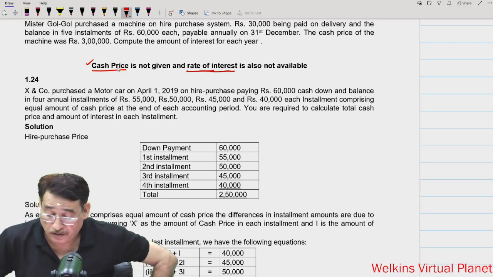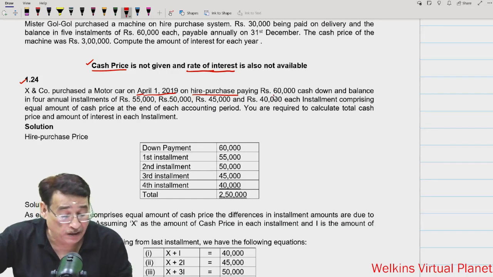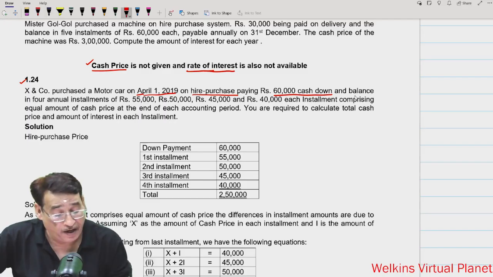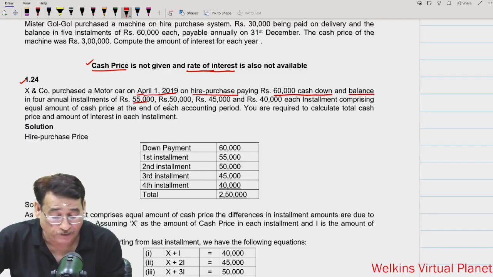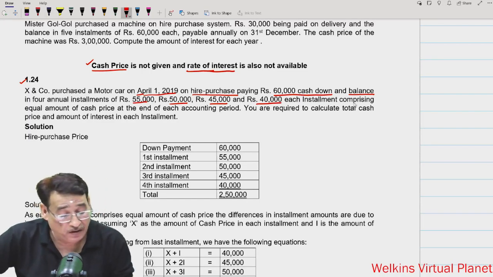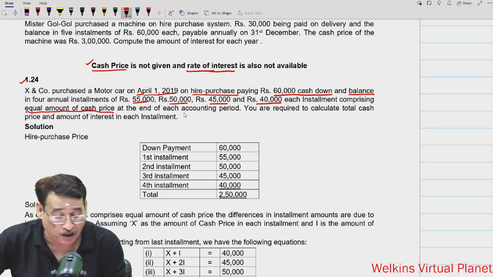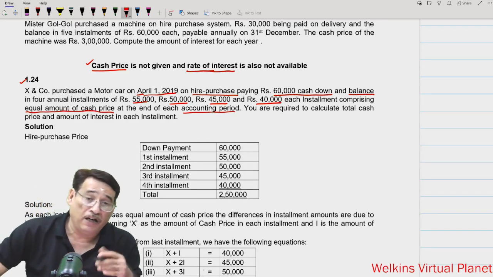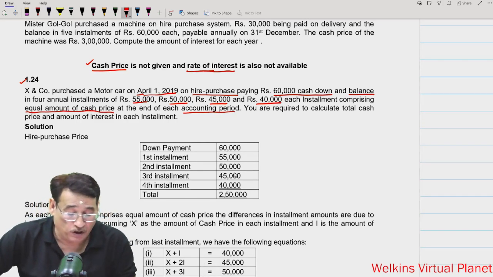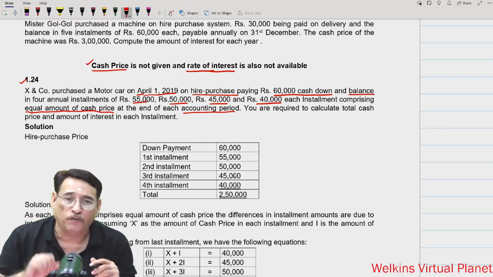Correct? So the question states that XN company purchased a motor car on 1/4/2019 on hire purchase system. They paid 60,000 as cash down and the balance in 4 installments of 55,000, 45,000, 45,000 and 40,000, each installment comprising an equal amount of cash price at the end of each accounting period. Whatever installments are given to us, all the installments contain equal amount of cash price.